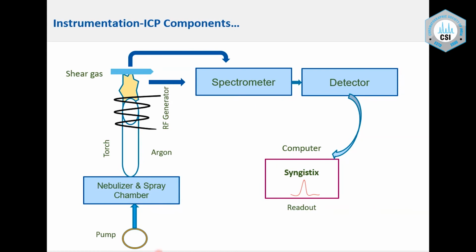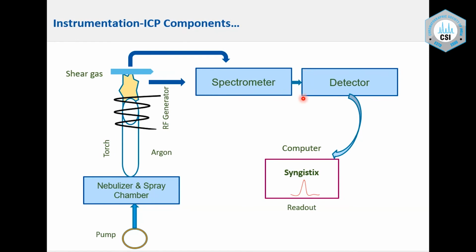The whole instrument is under software control. We have several interlocks here. The pump is a peristaltic pump. We aspirate the liquid using a nebulizer and spray chamber into the plasma. For plasma generation, we need an RF generator here. After atomization, the light is introduced into the spectrometer by axial view and radial view, so it can be done in a single run. You can do lower and higher concentrations together.